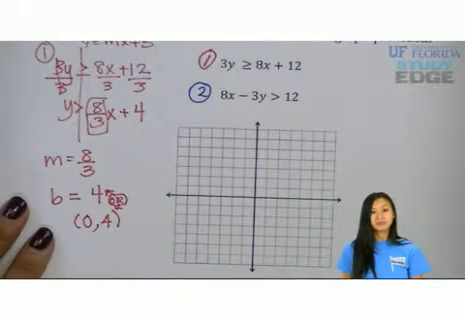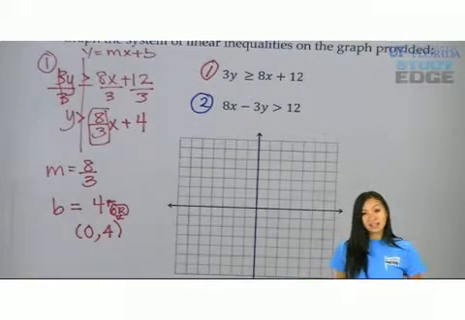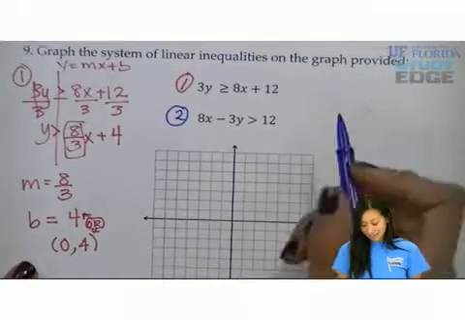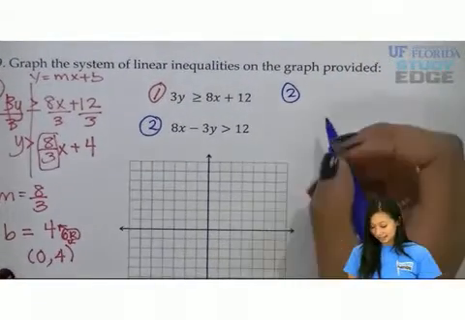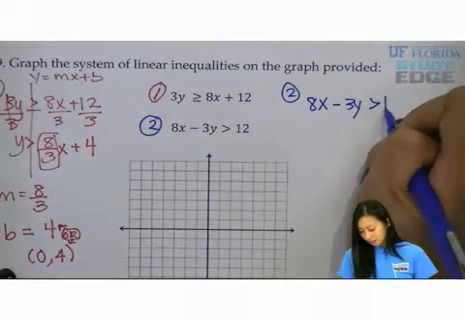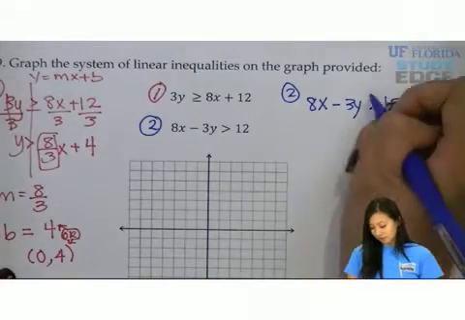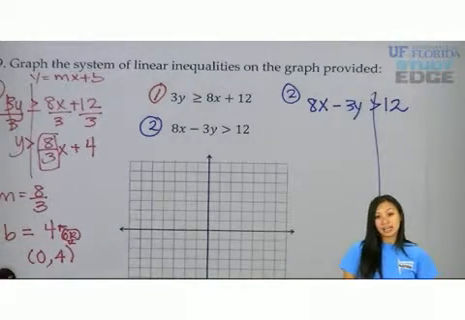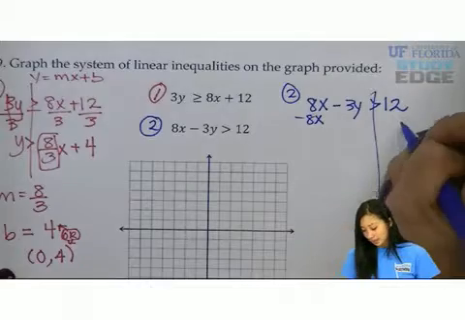All right? Now, I did that for number 1. Let's do that for the second inequality. I'm going to do that in blue on the right. Same idea here. Nothing fancy, nothing special. 8x minus 3y is greater than 12. I have to get y by itself. I have to solve for y. What can I do? I need to get rid of that 8x. Let's subtract 8x on both sides.